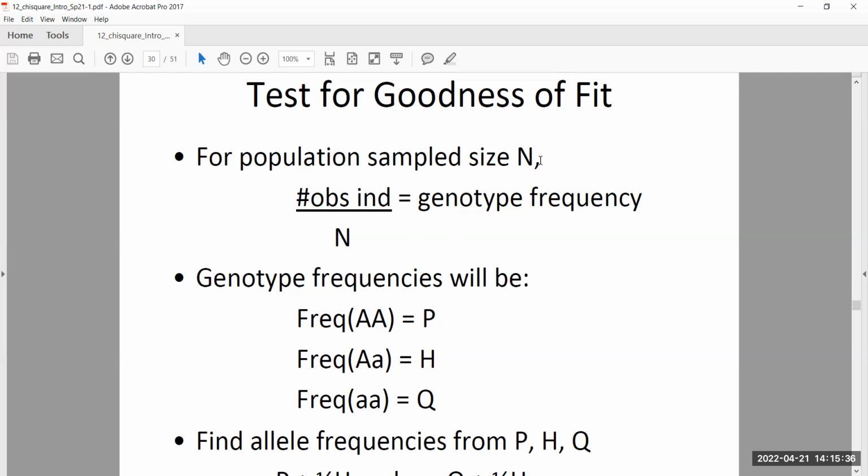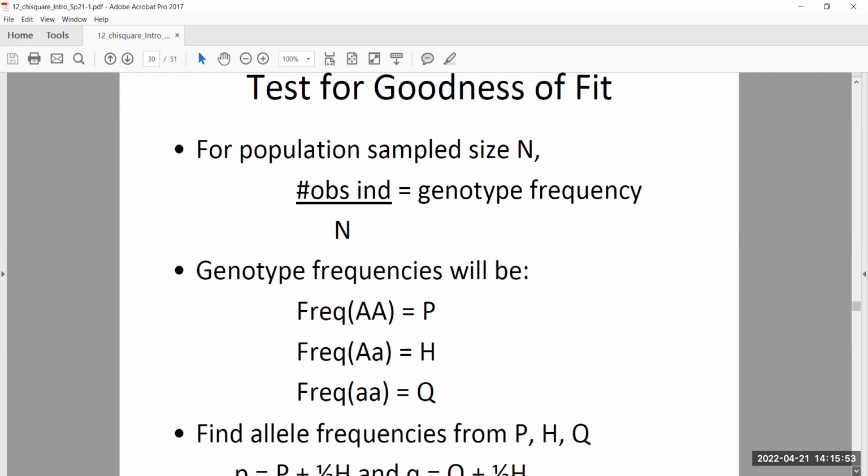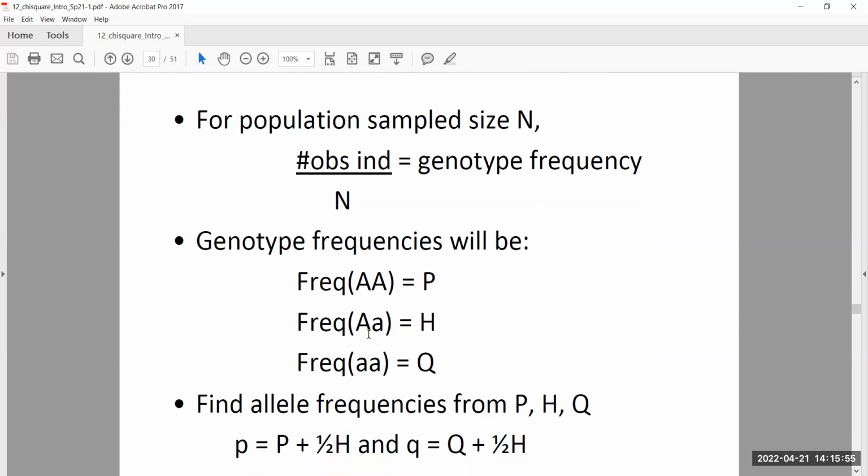Okay. Now, all the individuals we sampled, if we take the number in each genotype and we divide by the total number we sampled, capital N, we'll get the genotype frequencies, right? And we're going to call the frequency of the big A combination big P, the frequency of the big A, little a, or heterozygote, we're going to call that big H. And for little a, we're going to call that genotype frequency big Q.